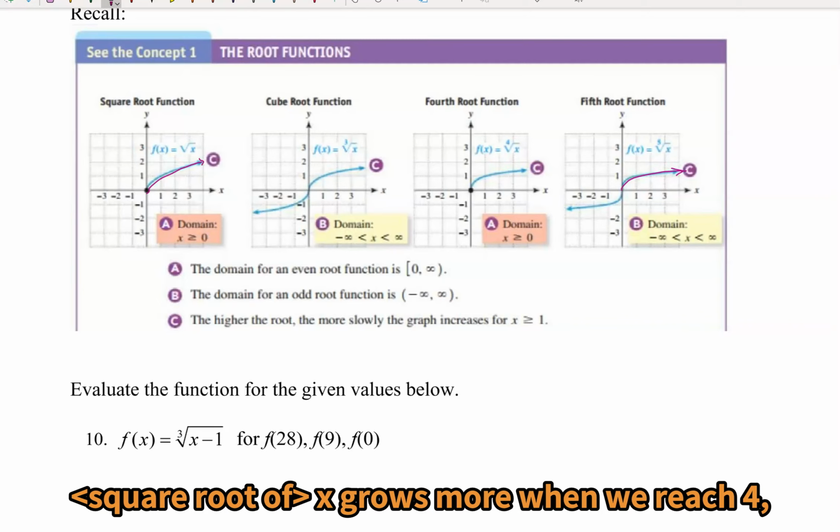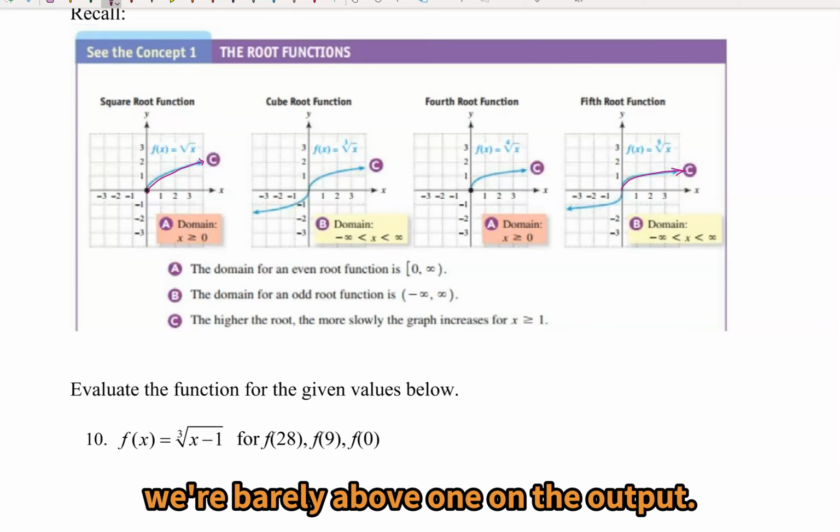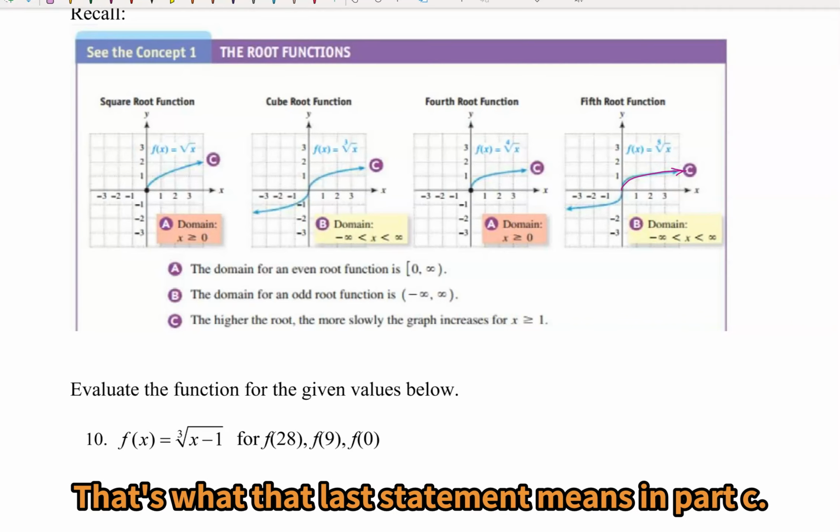X squared grows more. When we reach 4, we're at 2. But for the 5th root of x, when we reach 4, we're barely above 1 on the output. So that's what that last statement means in part C.